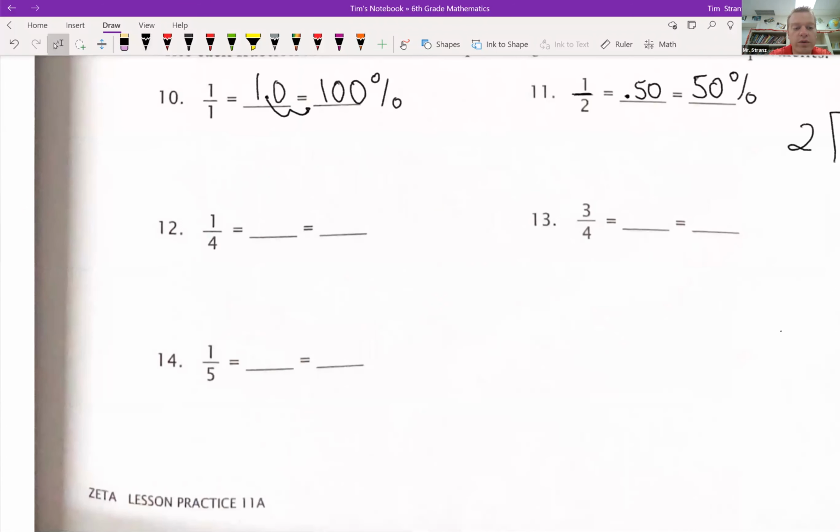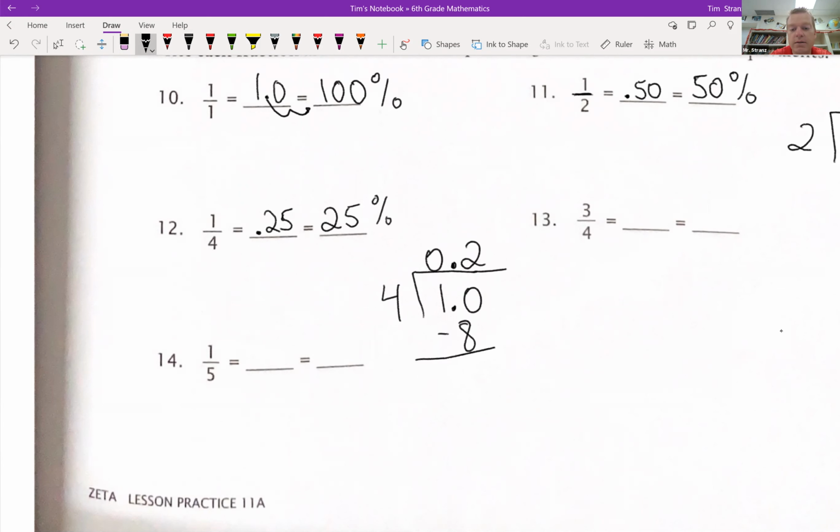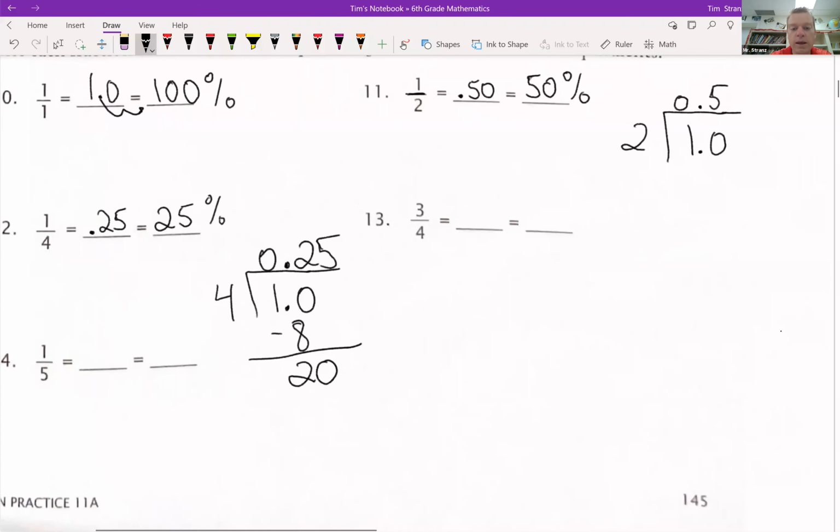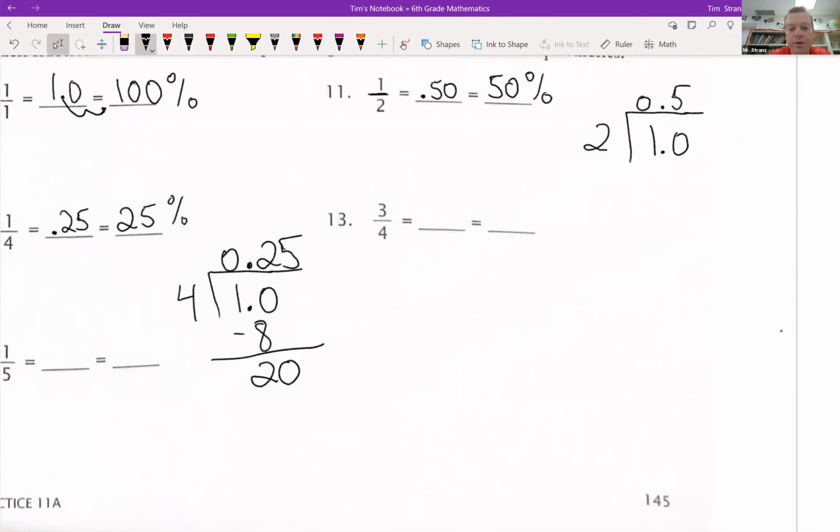Number 12, 1/4. So 1 divided by 4 is going to give you the decimal 0.25, which becomes 25%. Again, if you wanted to see that in a division, you would do 1 divided by 4. 4 goes into 1 0 times. It goes into 10 twice, which would be 8. Bring down your 0. 4 goes into 20 5 times. So there's your 0.25. Number 13, 3 divided by 4 is going to give us the decimal 0.75, which becomes 75%.